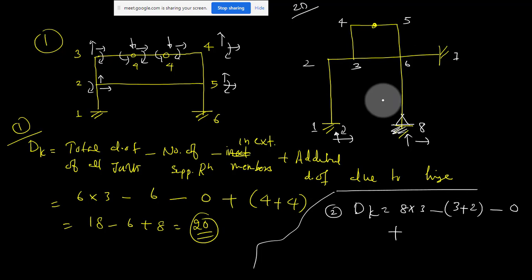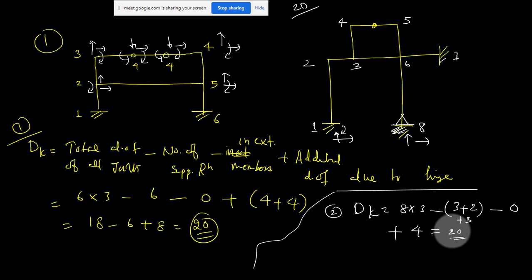Another support is there, okay, support, 7. So 3 plus 2 plus 3, another 3 is there. I did not see that. It is also a fixed support. So 3 plus 3, 6, plus 2, 8 reactions. So minus 0 inextensible members, and plus additional degree of freedom 4 coming from here. So your answer is 24 minus 8, 16, plus 4, 20. Okay, 20.